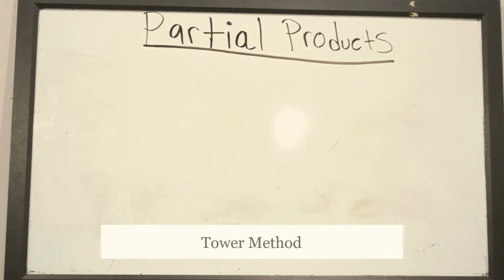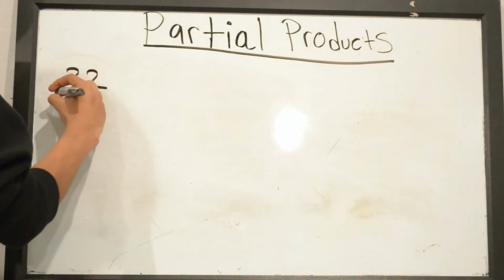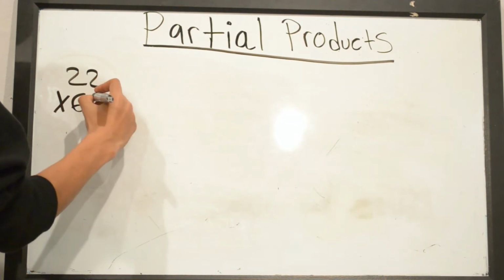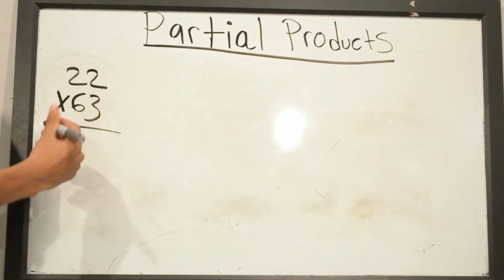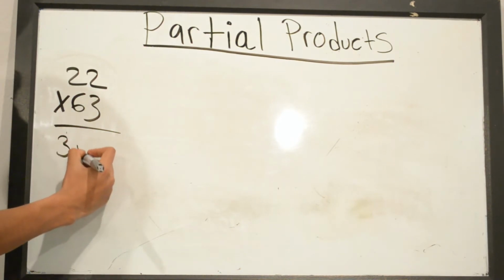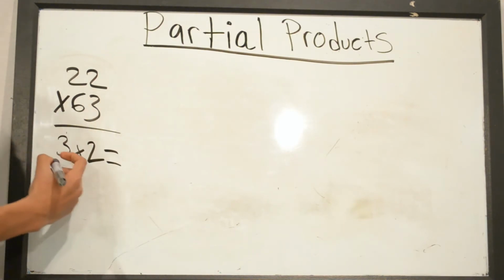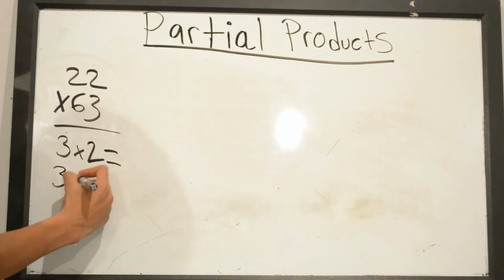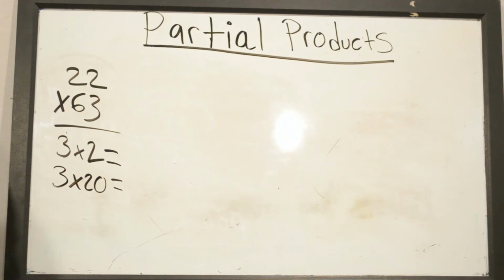Now we're going to be talking about the towers method. For our example, we have 22 times 63. We're going to multiply 3 times 2 and 3 times 20. The reason why we're going to multiply 3 times 20 is because the 2 is in the tens place. So that's why we multiplied 3 times 20.